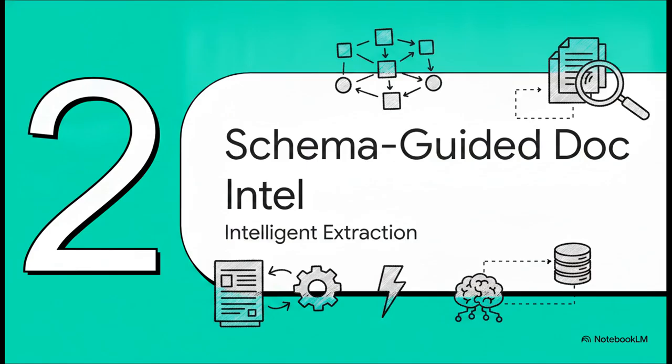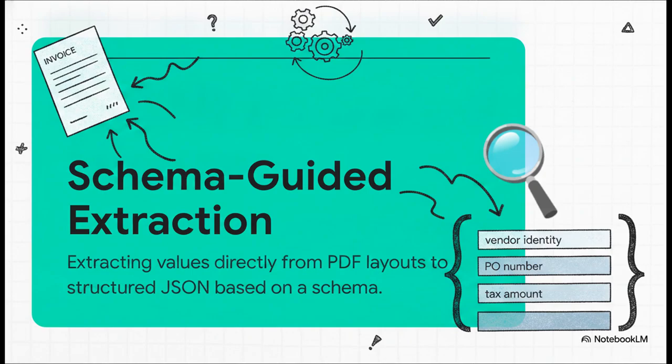Moving right along to Section 2, Schema-guided document intelligence. Let's lock in a clear definition for what this actually is. Schema-guided document understanding means we are generating structured JSON by extracting values directly from rendered PDF layouts based on a target schema. Basically, instead of writing endless lines of code just to find a PO number, we simply tell the model, hey, I need the vendor identity, the PO number, and the tax amount. That's it. The model looks at the visual layout of the page and just plucks those specific fields right out for us. It's a massive fundamental shift from writing extraction rules to writing data schemas. And let me tell you, that makes maintaining these pipelines infinitely easier.